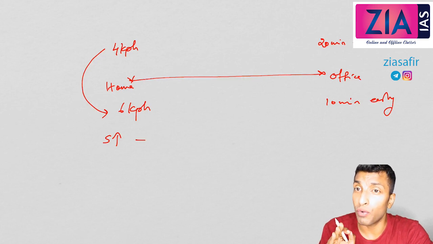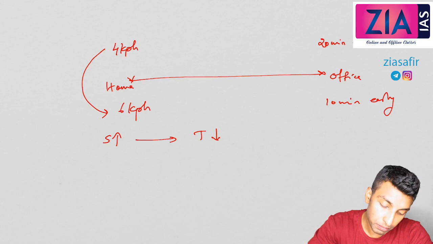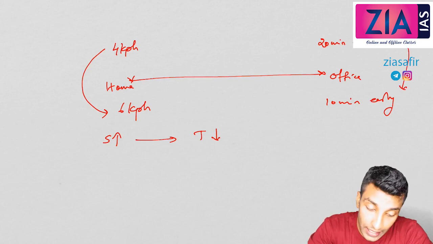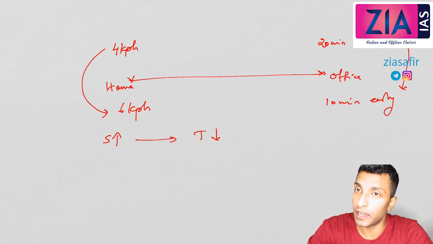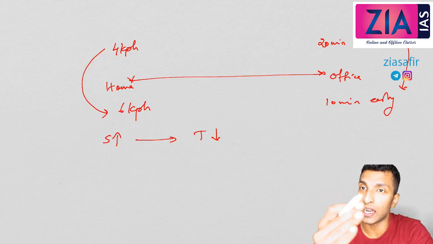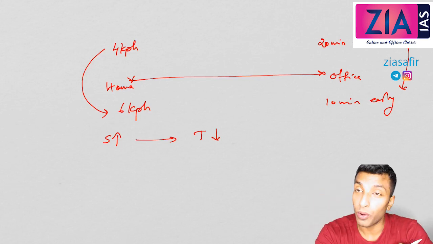If speed is increased, what will happen with the time? The time will decrease, and that's exactly what happened here. Earlier you were late, now you are early. But why? Because travel time is reduced. Now let's see how much speed is increased and how much time is decreased.